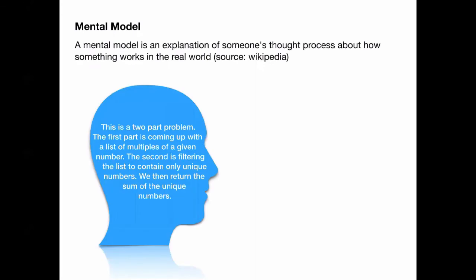And the first one is that, to sum it up, this is a two-part problem. The first part is coming up with a list of multiples of a given number. And the second is filtering the list to contain only unique numbers. And then we return the sum of the unique numbers. And that's one mental model.